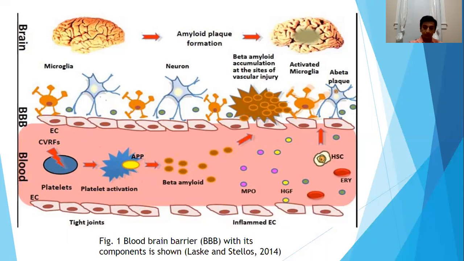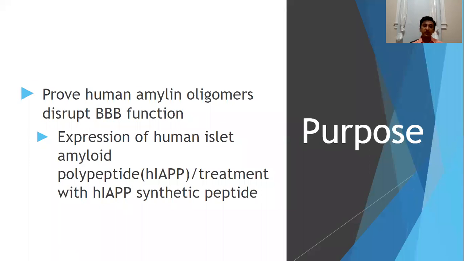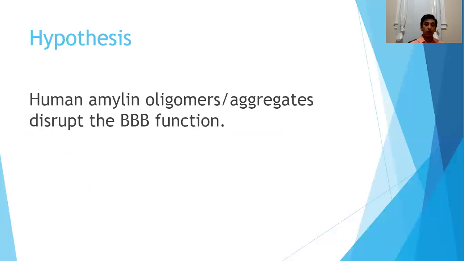For my purpose, it was to prove that human amylin oligomers disrupt blood-brain barrier function. My independent variable was expression of the human islet amyloid polypeptide treatment versus the vehicle control. My dependent variables were different gene expressions in blood-brain barrier function and integrity, and animal behavior. My hypothesis was that human amylin oligomer aggregates disrupt blood-brain barrier function.